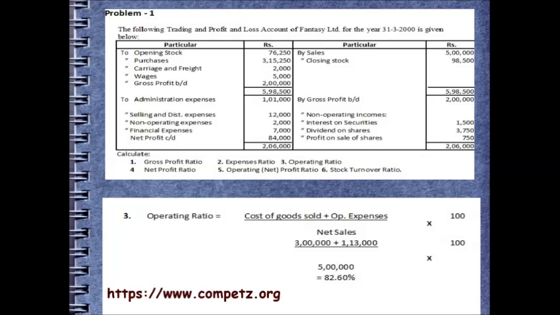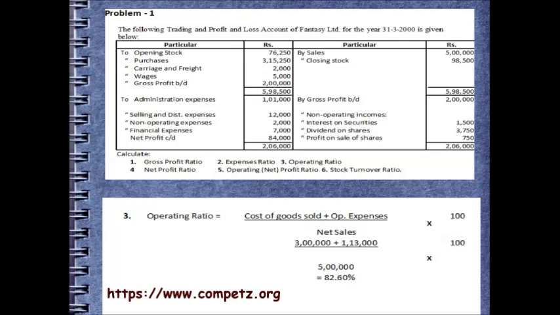So you will get 3 lakhs as COGS, cost of goods sold, plus your operating expense, which we have just discussed in the previous slide for expenses ratio. Operating expenses are here: administrative expense 1,01,000 and your selling and distributive expense 12,000. Together will be 1,13,000 operating expenses, divided by your net sales, which is in the credit side of trading account, 5 lakhs. 3 lakh plus 1,13,000 divided by 5 lakh multiplied by 100 is equal to 82.60%.